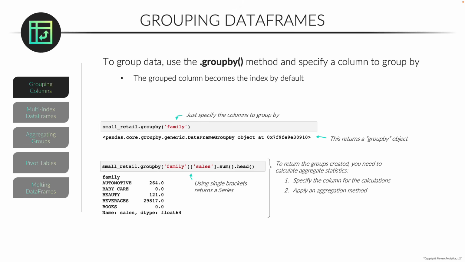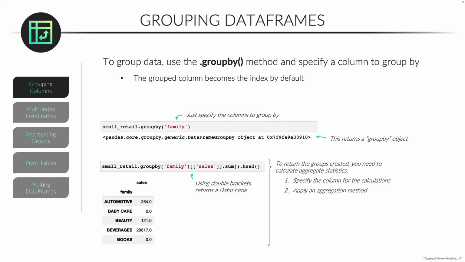Using a single bracket here, we'll return a series. If we want to return a data frame, we need to use double brackets. And just to note, this isn't going to be the method we tend to use to aggregate data frames. This is about a halfway step to our preferred method. But let's go ahead and take a quick look at this type of aggregation in a quick demo.